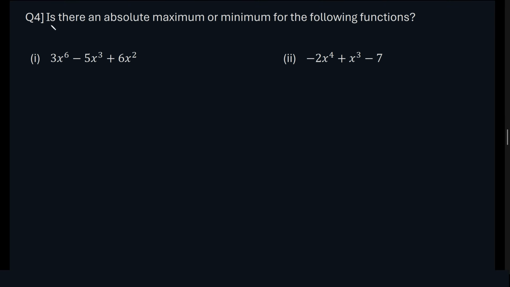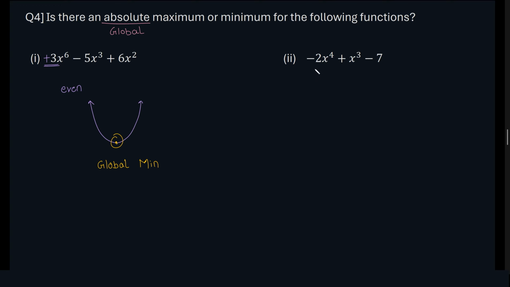Question 4. Is there an absolute maximum or minimum for the following functions? Absolute extrema is just another name for global extrema. Now in the first function, the degree is 6. That means it is an even function. And because the leading coefficient is positive, the graph opens upwards. That means we do have a global minimum here.